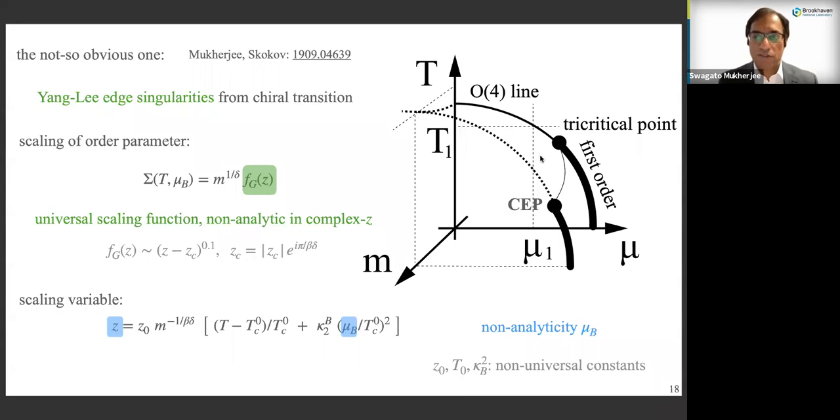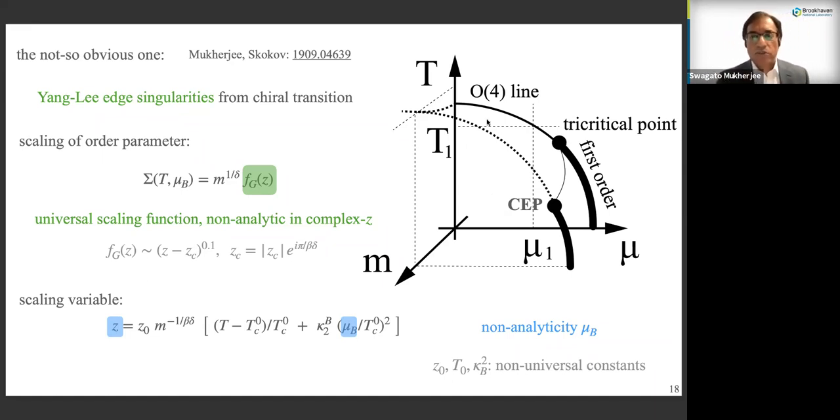That happens also at the zero mass limit. When this first order line meets the crossover, or meets the exact second order transition, the first order line ends at a critical point. This is also a second order transition, but in a different universality class, the 3D Ising.